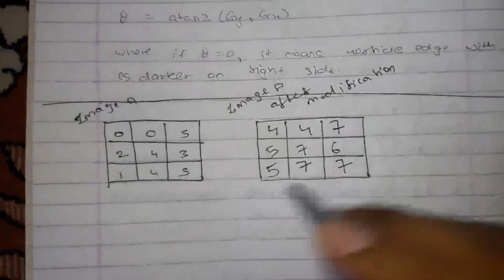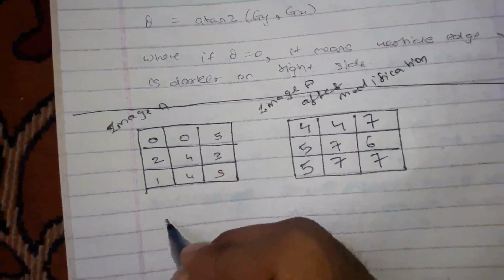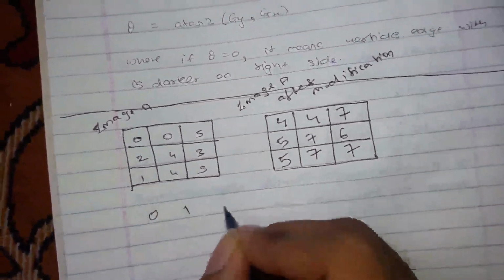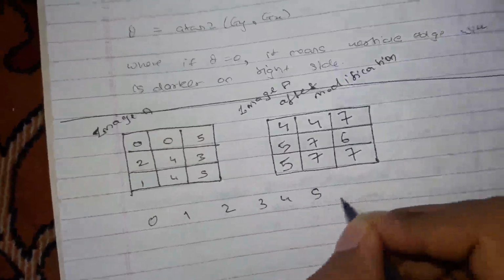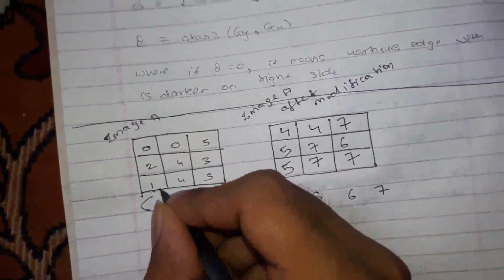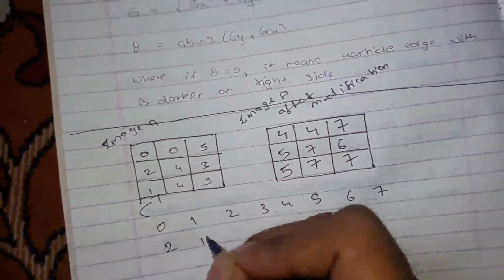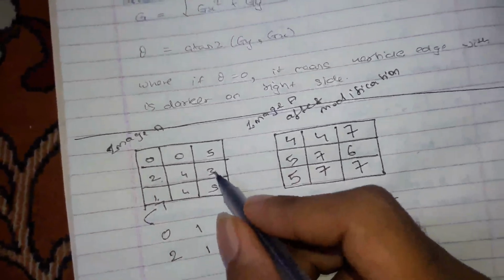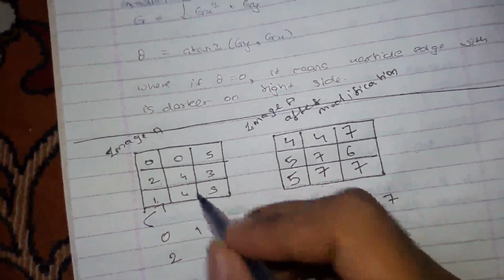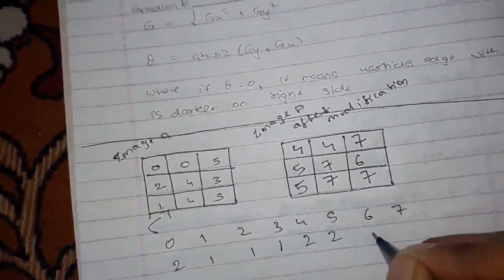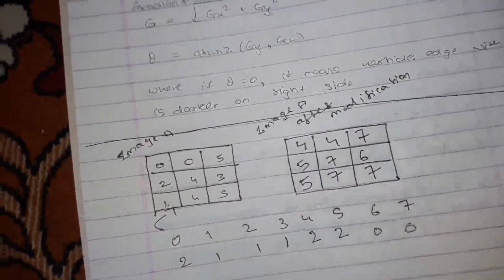So if you consider this carefully, you will see there were two zeros. So suppose let me make the histogram of this, a small histogram. 0 1 2 3 4 5 6 7. So this is the histogram of this image. I have two zeros, I have one 1, I have one 2, I have one 3, I have two 4s, I have two 5s, I have no 6 and no 7.